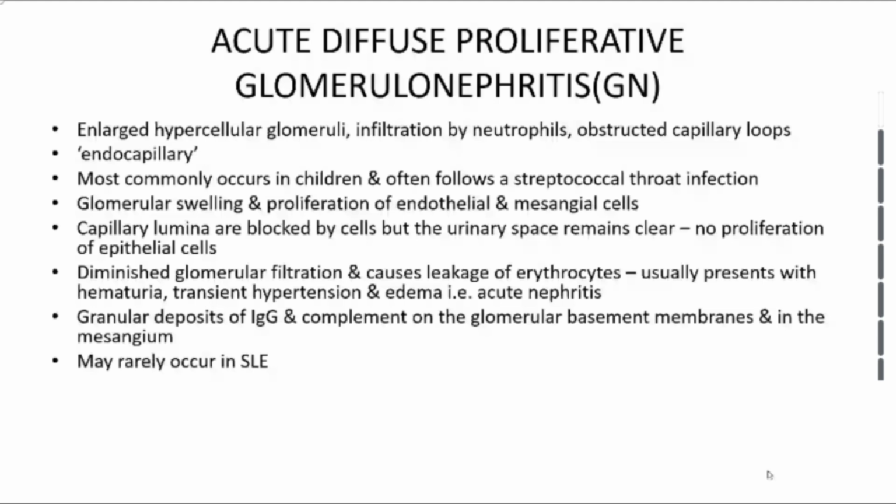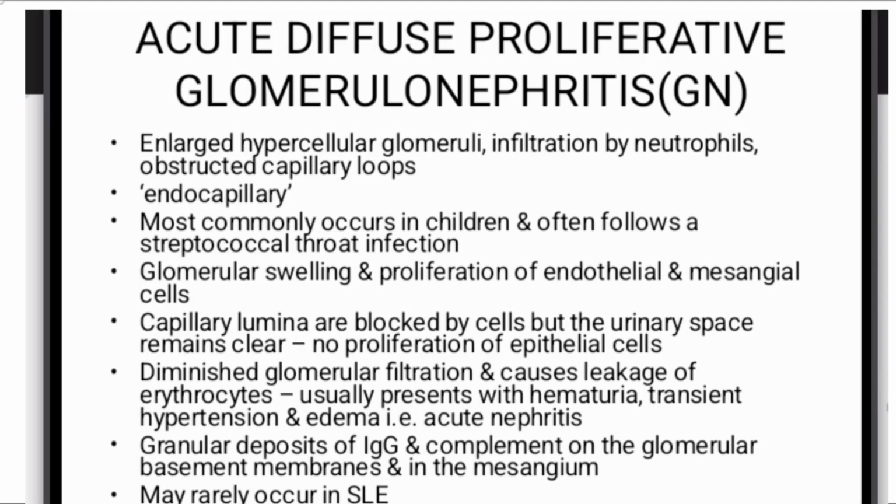And also there will be edema. I think we talked about edema in pathology 1. That is basically acute nephritis. And then there are granular deposits of IgG. IgGs are antibodies, immunoglobulins G. So there are granular deposits of immunoglobulin G and complement on the glomerular basement membranes and in the mesangium. Remember the mesangial cells and the anatomy that we have looked at; you need to go back to it so that you can understand.